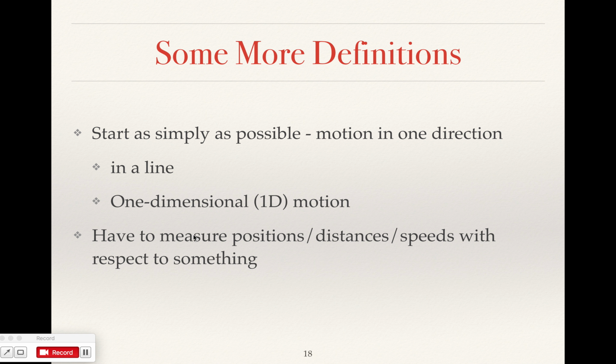Now, just one last thing. We're going to be measuring the positions of objects and distances and speeds and things, and we have to measure these with respect to something. The something we're measuring with respect to is called a frame of reference, or a reference frame. Imagine you're in the lab and you have little carts that you're moving along tracks. A typical frame of reference is going to be the track or the top of the table. That's what you're measuring with respect to.